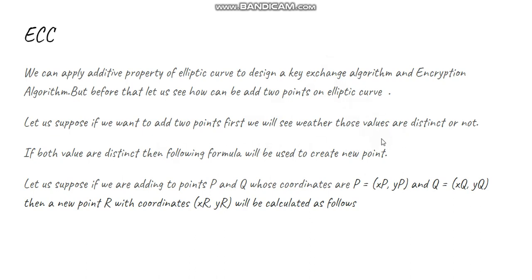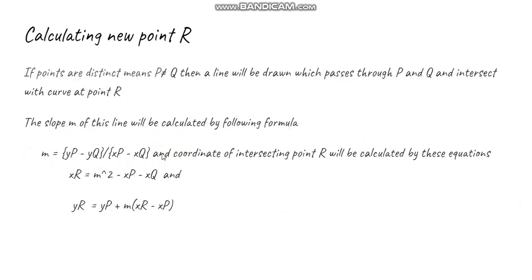Whenever we are adding 2 points, we need to see whether the 2 points are distinct or not. If the two points are distinct, for example, if we are adding P and Q and both values are distinct, then first we need to calculate the slope of the line connecting P and Q. This formula will be used, and afterwards you can use this slope for calculating the coordinates of R.